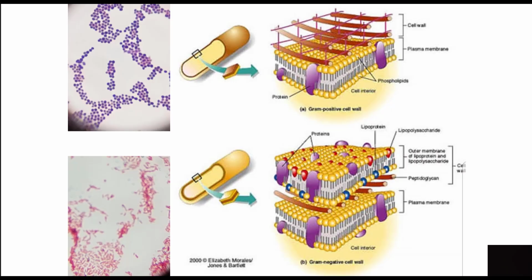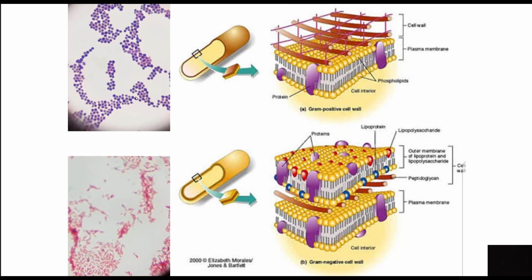So that's pretty straightforward. And you can see that illustration here of the cell wall, where we have a very thin peptidoglycan in the gram negatives, but it's the phospholipid bilayer that really does the trick as far as not binding the crystal violet.